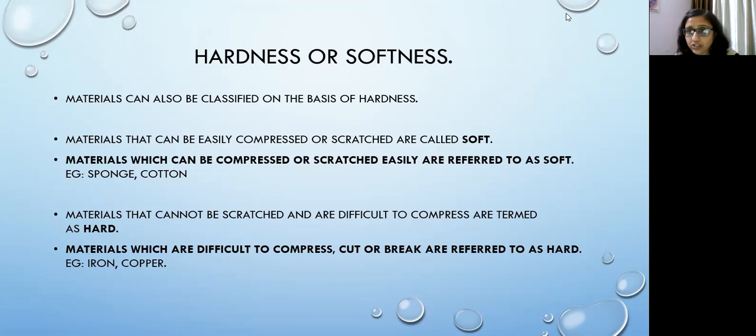Have you seen a sponge? If I try to press it like this, what will happen? It will get compressed, right? Its shape will change. The same is with cotton. If I compress it, it will be compressed. So these kinds of materials are termed as soft materials, right?